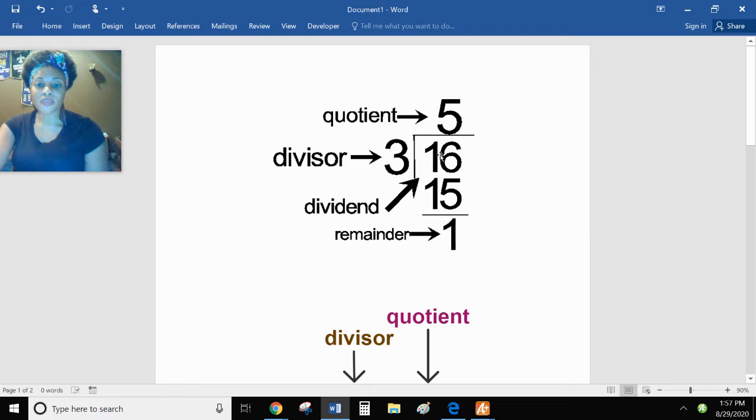First, we know that the number inside of the division bracket is called the dividend. The number being divided is called the dividend. The number that tells you how to break up the dividend, or how to group it, is called the divisor. The answer that you get in the end is the quotient, and anything we have left over is called the remainder.